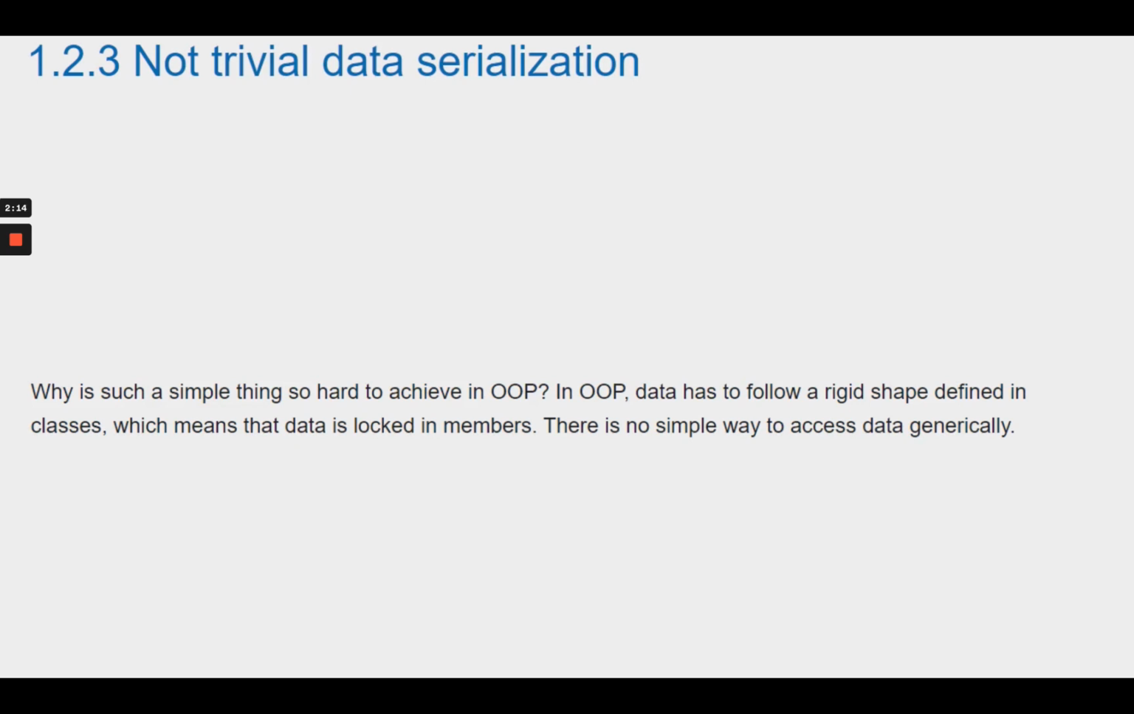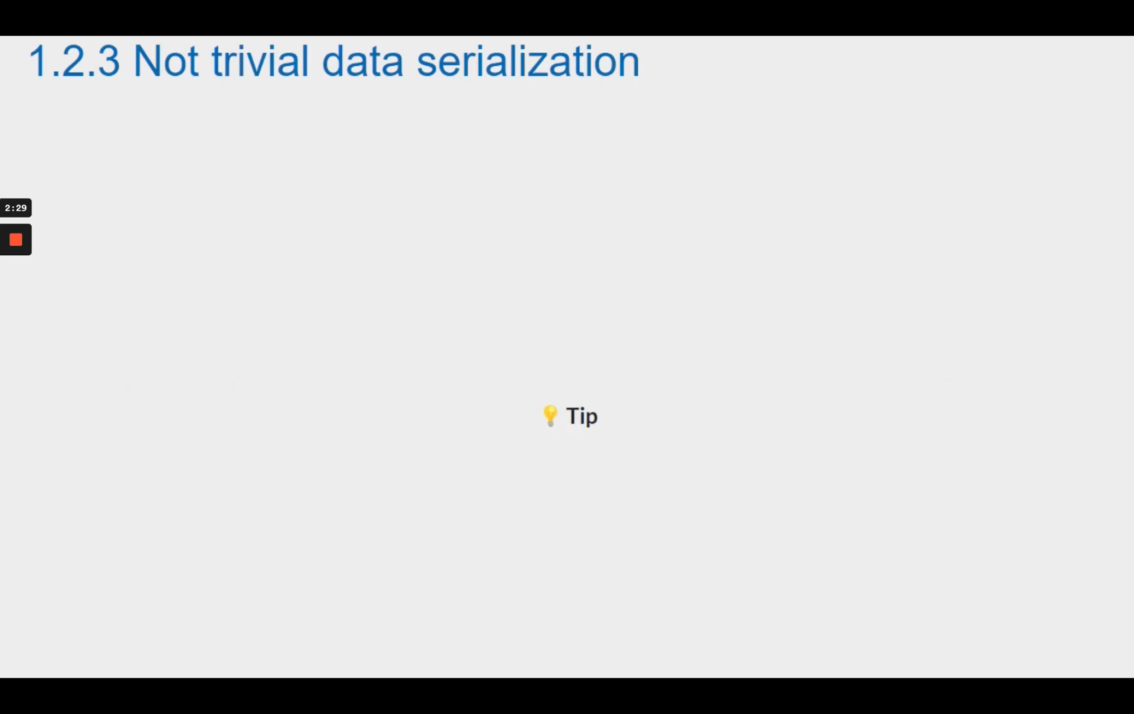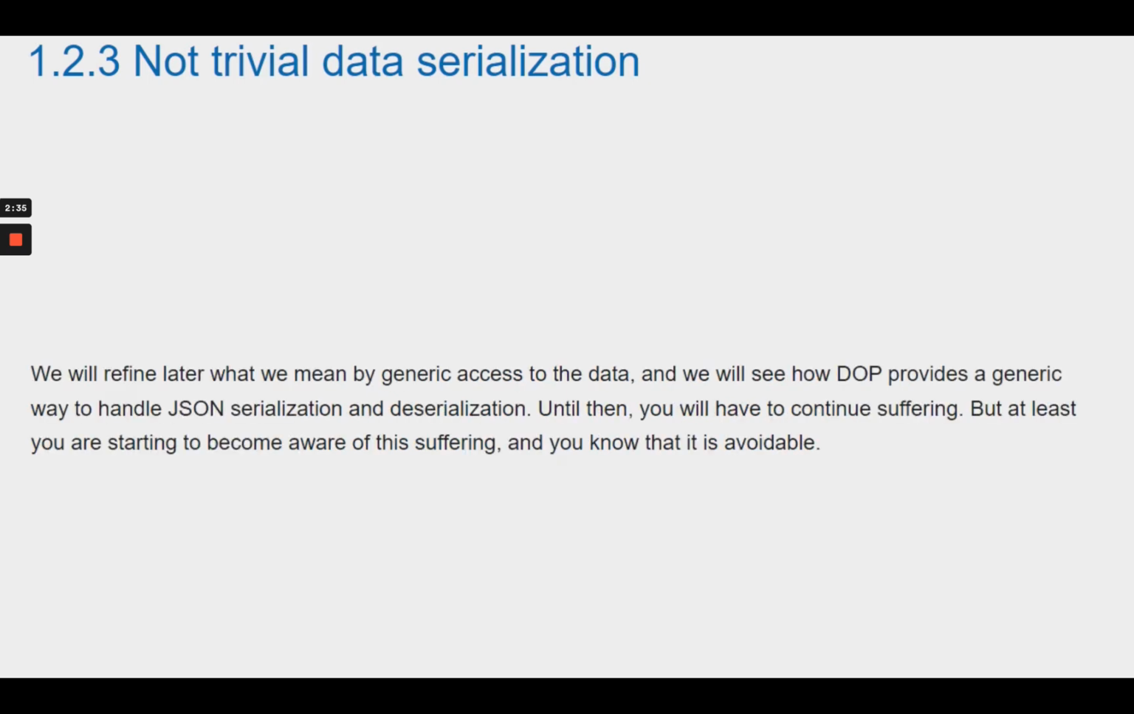Why is such a simple thing so hard to achieve in OOP? In OOP, data has to follow a rigid shape defined in classes, which means that data is locked in members. There is no simple way to access data generically. Tip: in OOP, data is locked in classes as members.